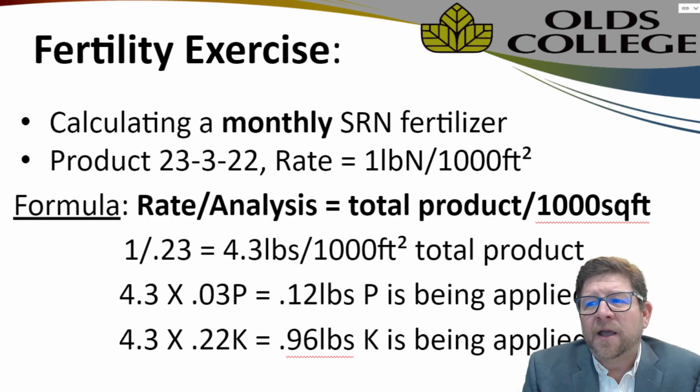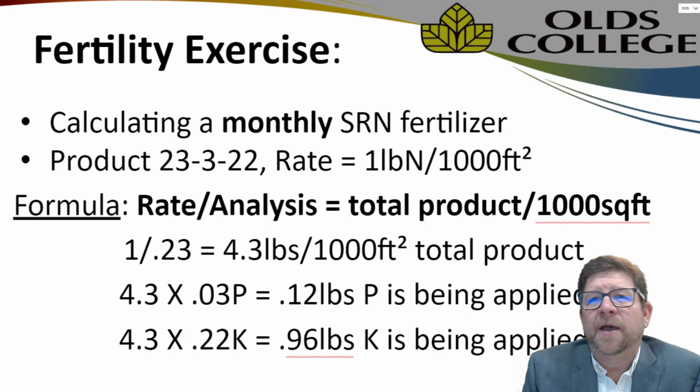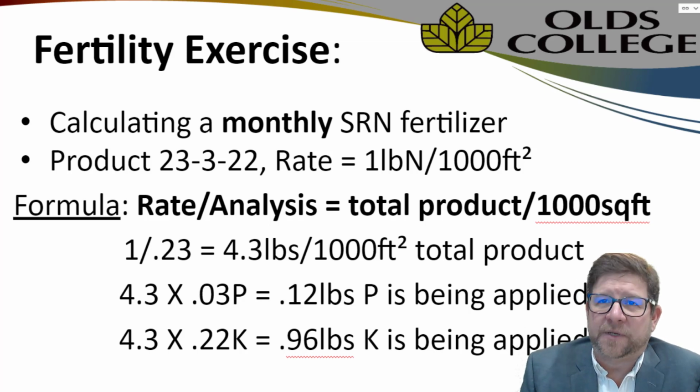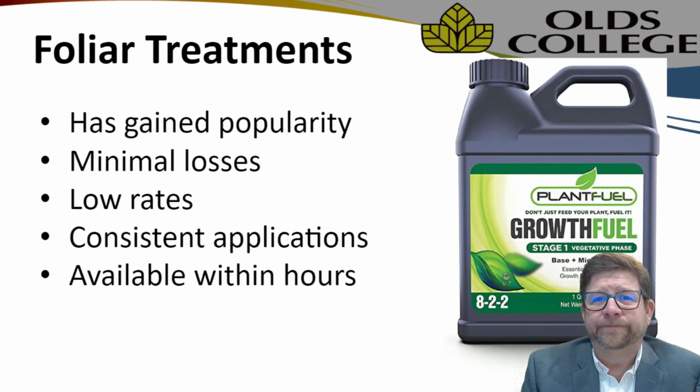And when you're adding up your total applications, you're not always going to be using a 46-0-0 or 21-0-0. There's oftentimes phosphorus and potassium in there. The simplest way to determine how much potassium and phosphorus you put down is after you've done that rate divided by analysis formula, you have a total product multiplied times the other percentage of phosphorus and percentage of potassium in the bag to get how much you've put down.